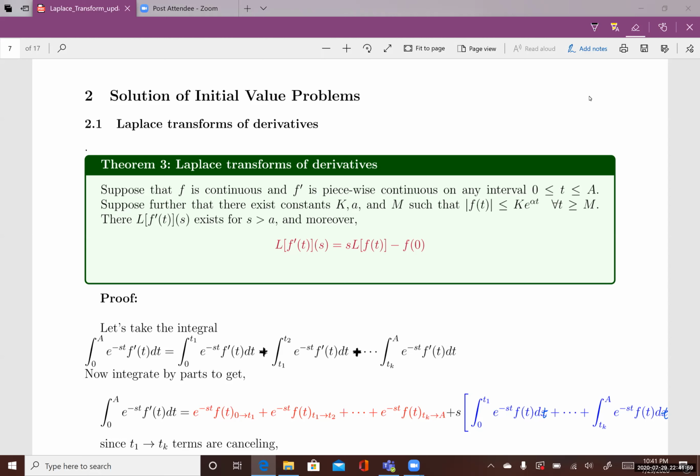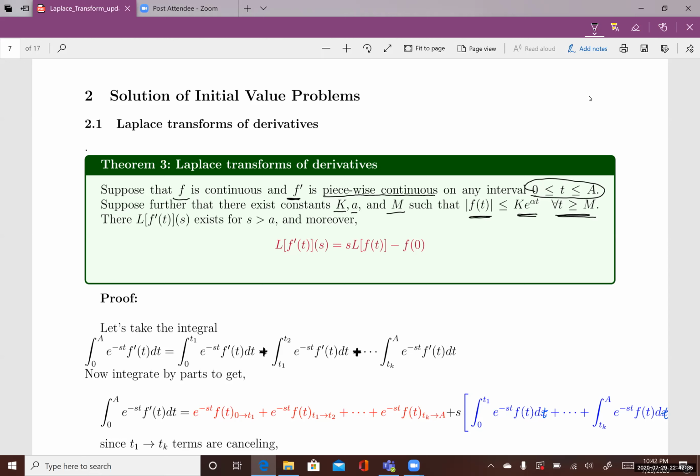So if a function f is continuous and its derivative f prime is piecewise continuous on an interval from 0 to big A, and furthermore, suppose that there exist k, alpha, and M such that the absolute value of f of t is less than or equal to k e to the alpha t for all t greater than or equal to M. As you remember, this is the definition of an exponential order function, as we have discussed before, right?